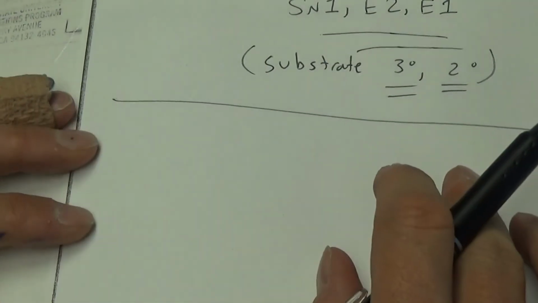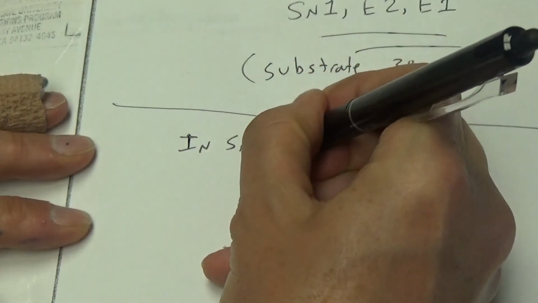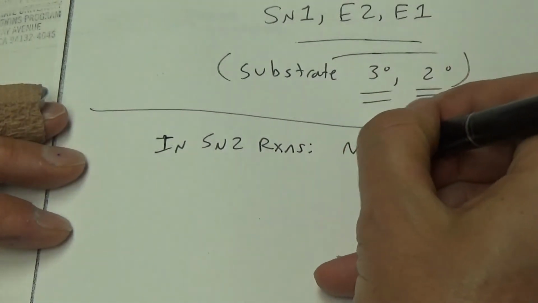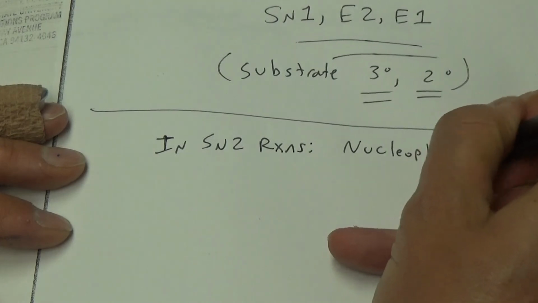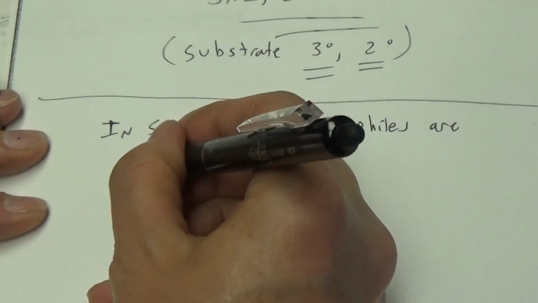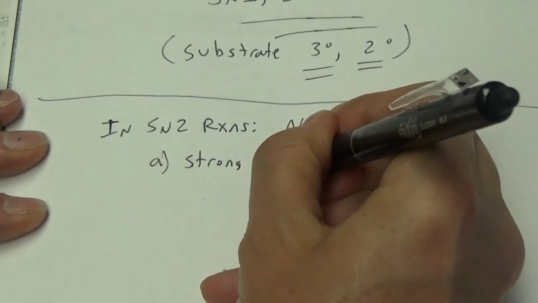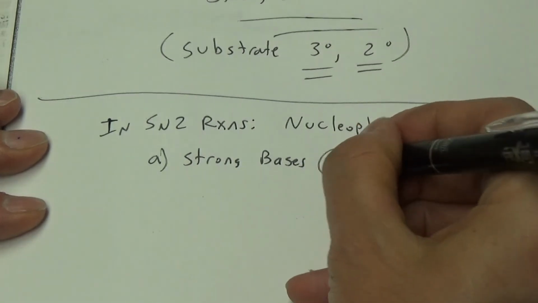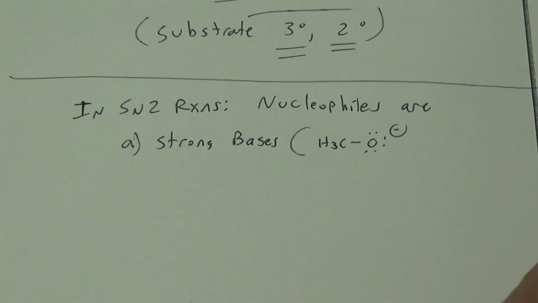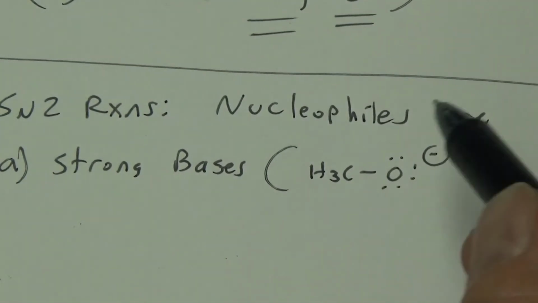One thing about SN2 reactions, which is what we're talking about this chapter: the nucleophiles are either going to be strong bases, which are like carbon-O minus. That's going to be an example of a strong base.